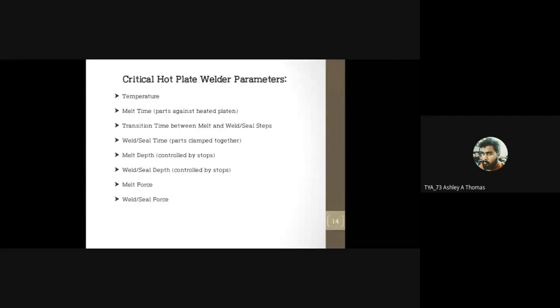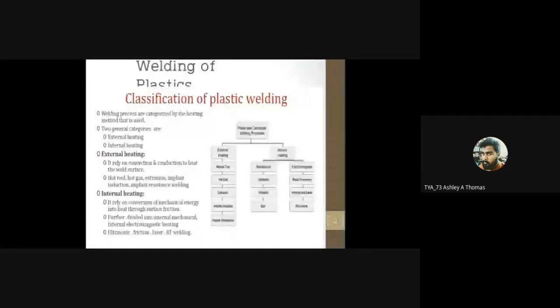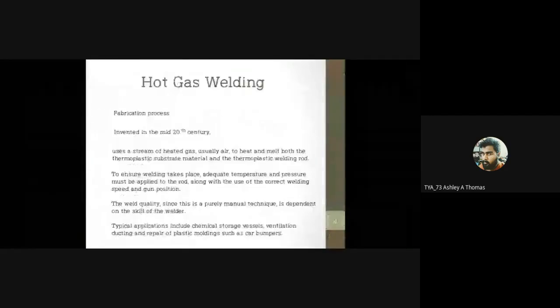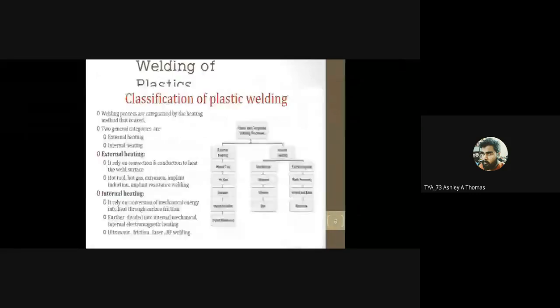So temperature, time for both melting and cooling, and then force. These are the important parameters required for any kind of welding. If you want to write in the exam, you can write down these summarized parameters, right? So that's all for today. See, these are the parameters: temperature, pressure, speed, and then position of the source of heat.